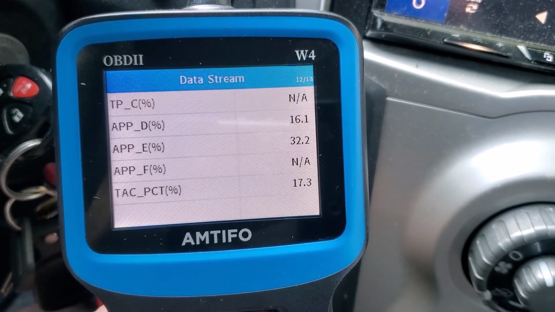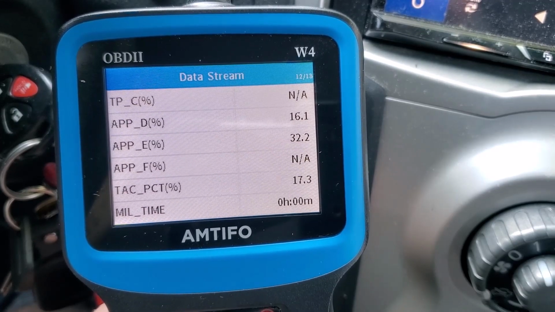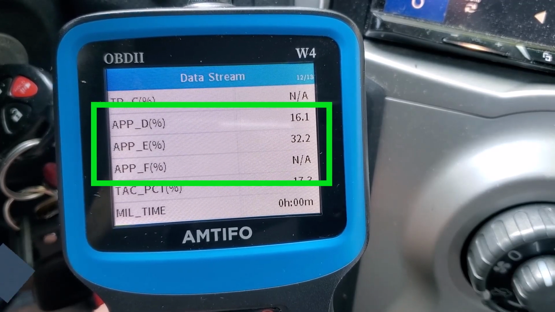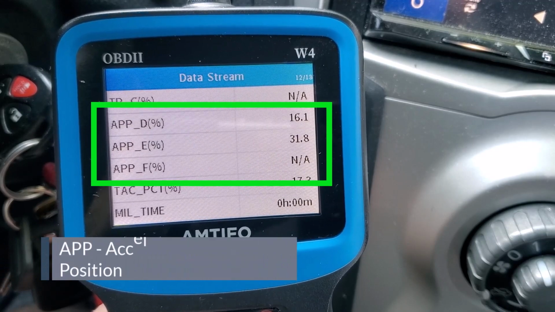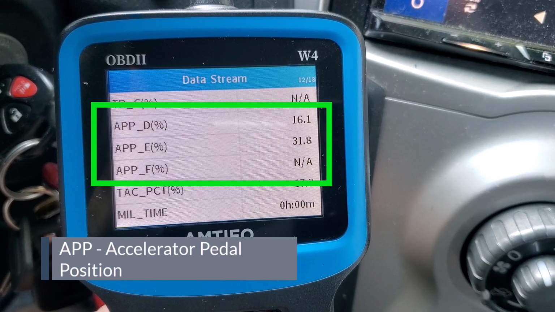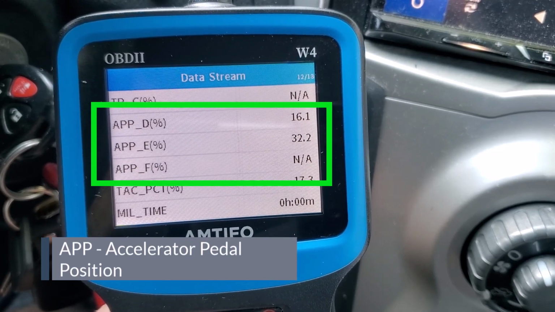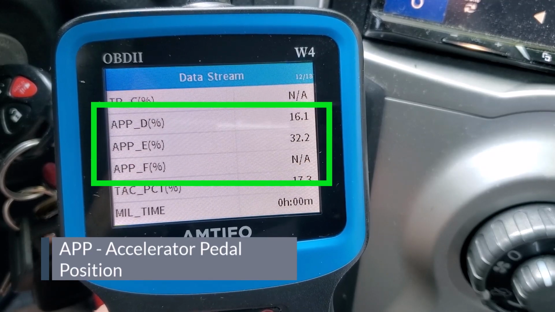Okay, on this next screen, there's that throttle position C I mentioned. I don't have that sensor on here, but then we have the next ones. Okay, next up is the accelerator pedal position. You can see I just highlighted all of them here, the D, E, and F. You can have multiple pedal position sensors.